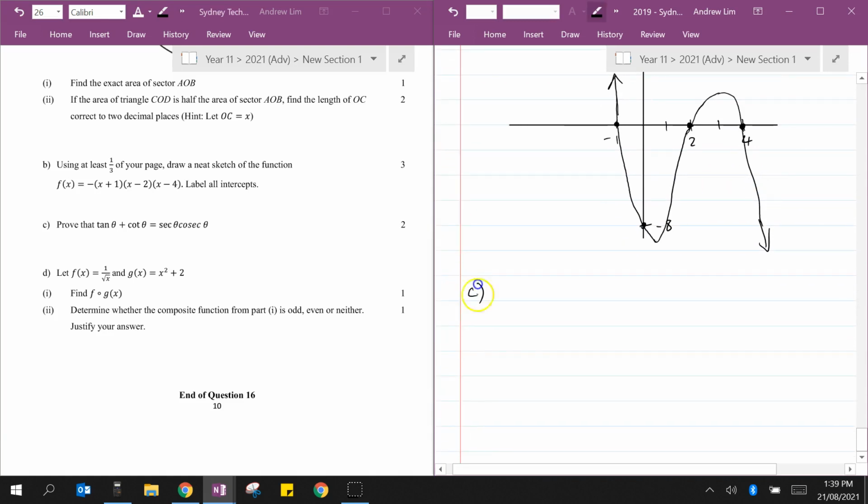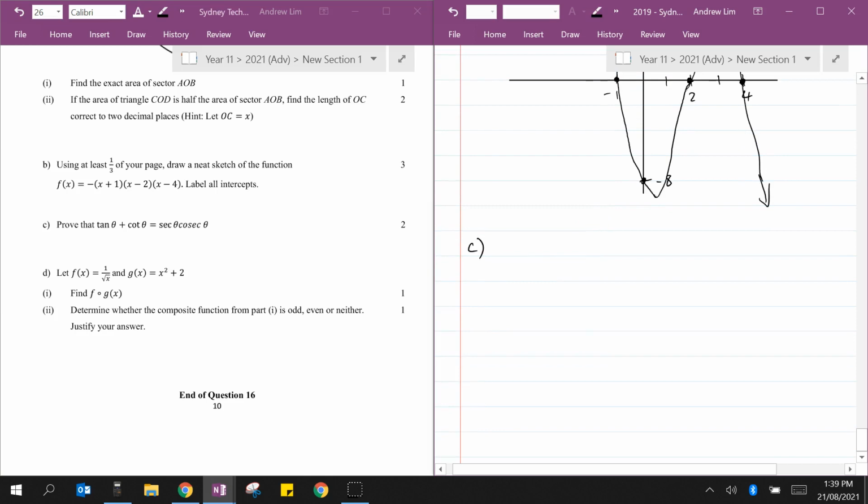Question C. Prove that tan theta plus cotan theta is equal to secant theta cosecant theta. So let's look at the left hand side. It is equal to sine theta over cosine theta plus cosine theta over sine theta. But then we'll cross multiply and get the same denominator. So that leaves us with sine squared theta plus cos squared theta all over sine theta cosine theta. Using the trig identity, we know sine squared theta plus cos squared theta is equal to 1.